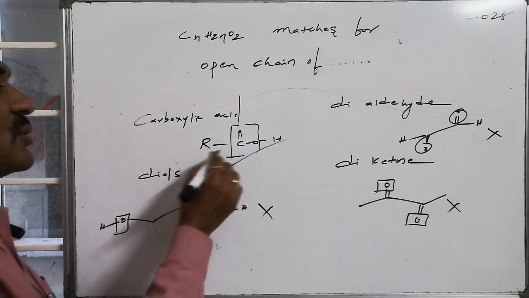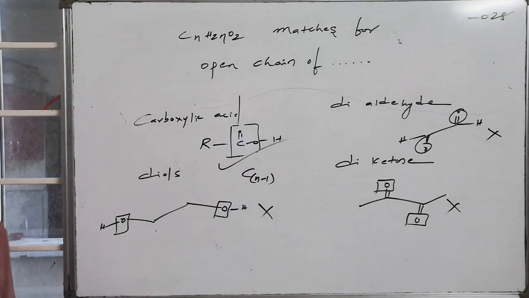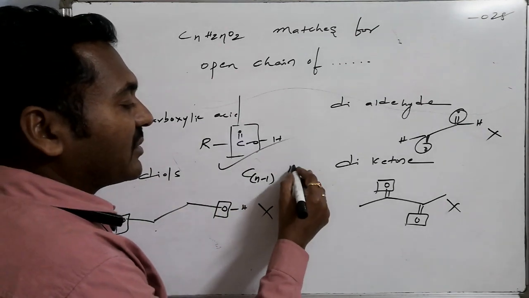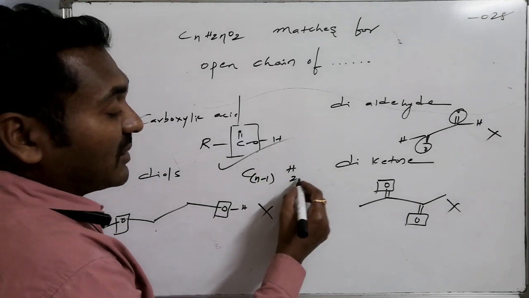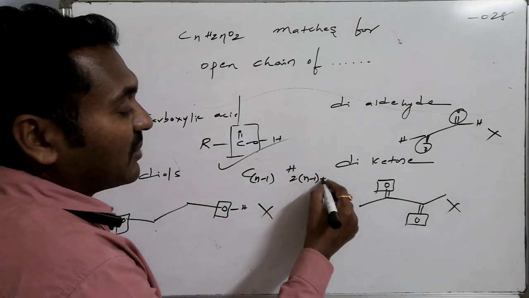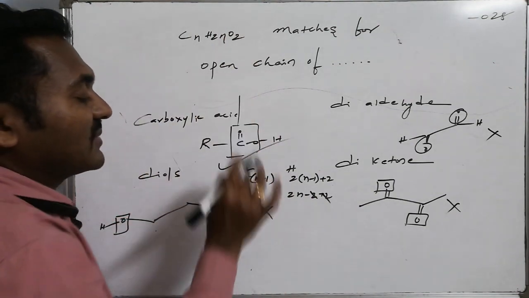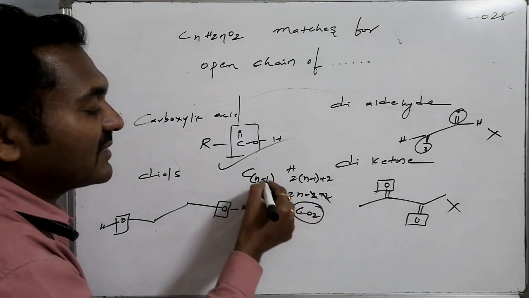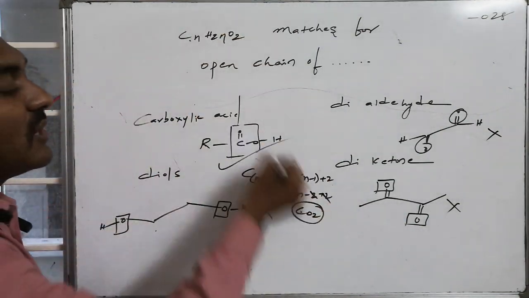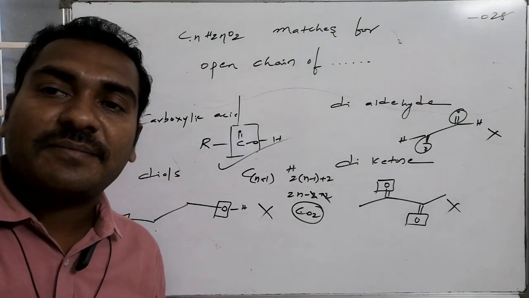Hence this particular one is a carboxylic acid. Once again, if one carbon is removed, this will become C of n minus 1. If it is an alkane, the number of hydrogens should be CnH2n plus 2, so 2n minus 2 plus 2, that is H2n. Cn minus 1 H2n matches, and if carbon dioxide is added, this will become Cn. Two oxygens are present, hence this particular one is a carboxylic acid.